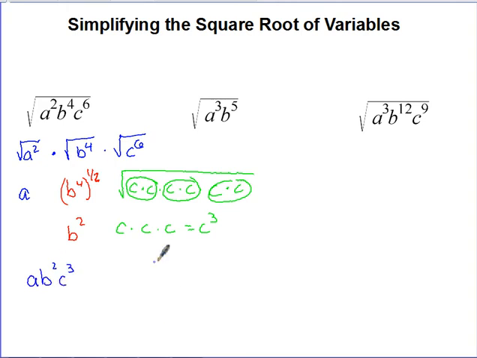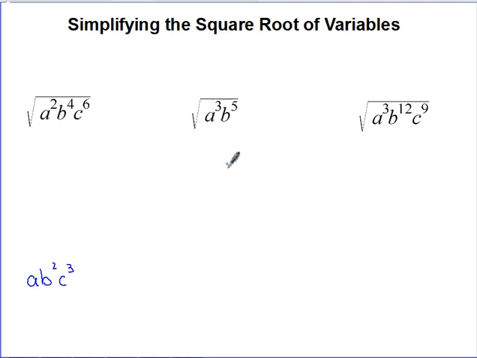All right, so these all three are ways that you could think about this. There's also a little shortcut. If you notice, a squared became a to the 1st, b to the 4th became b to the 2nd, and c to the 6th became c to the 3rd when we took the square root of them. So when I take the square root of a variable with an exponent, it divides the exponent in half. So 2 divided by 2 is 1, 4 divided by 2 is 2, and 6 divided by 2 is 3. So that's another way to think about it, dividing the exponent in half.